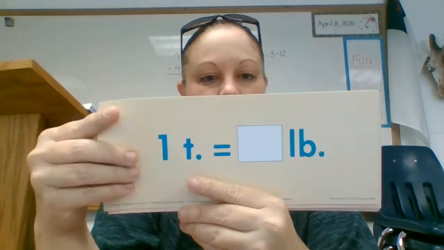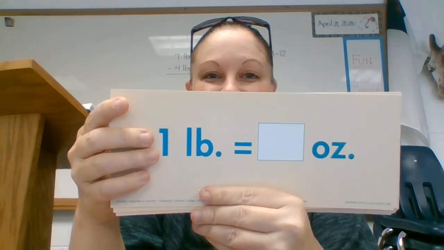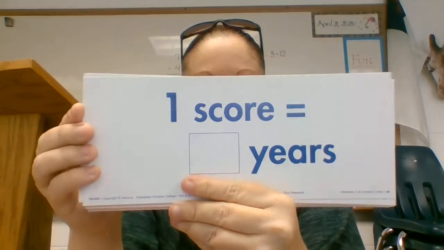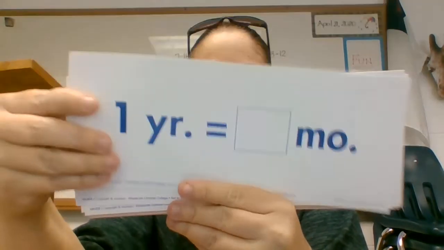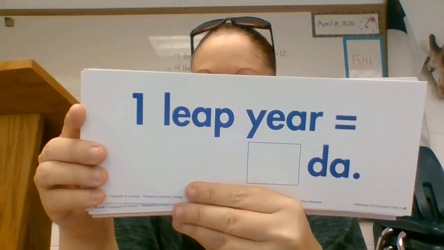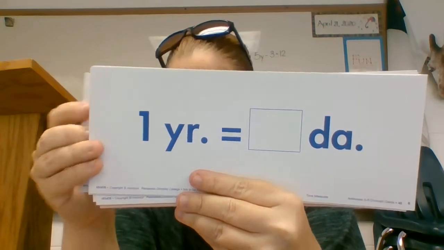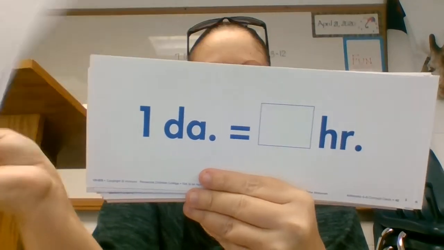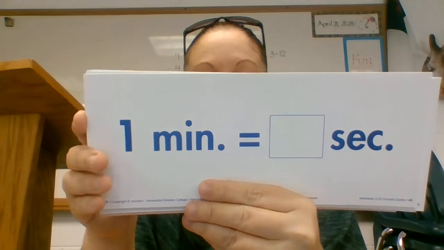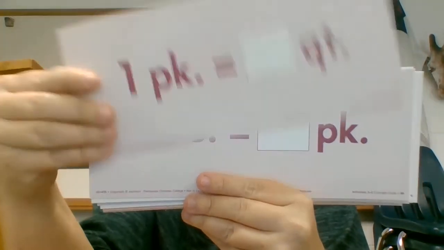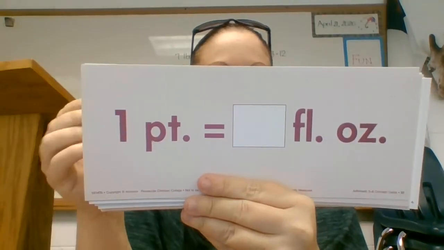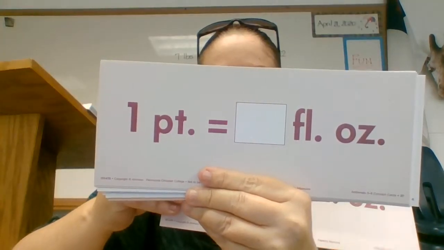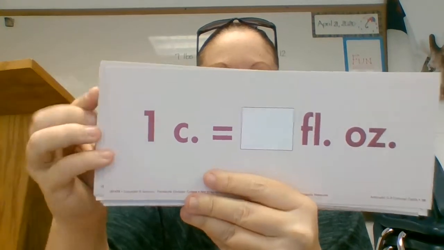All right, so 12, 2000, 16, 1000, 100, 20, 10, 12, 366, 365, 52, 7, 24, 60, 60, 4, 8, 16. Remember a cup? That one's the 8 fluid ounces, and since there's 2 cups in a pint has to be 16. All right, so that one's 8.